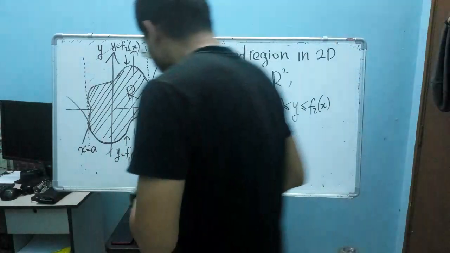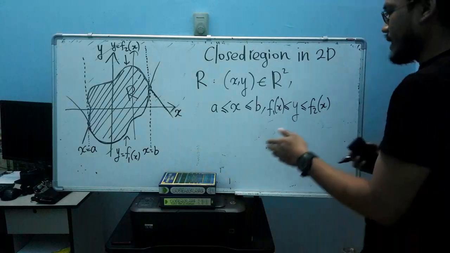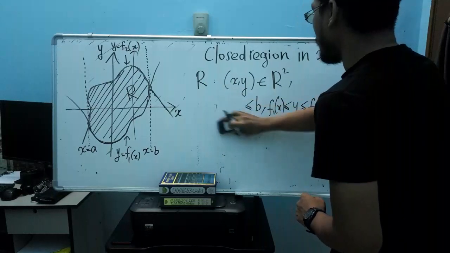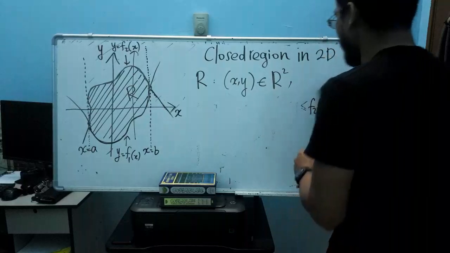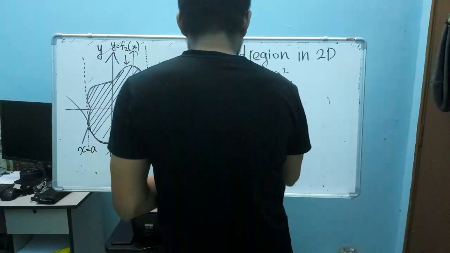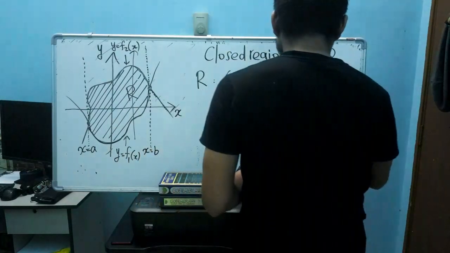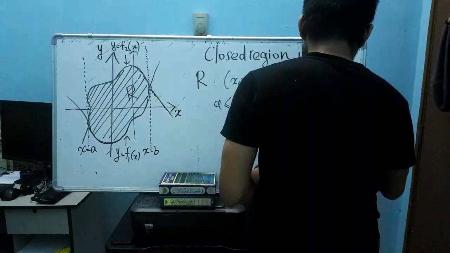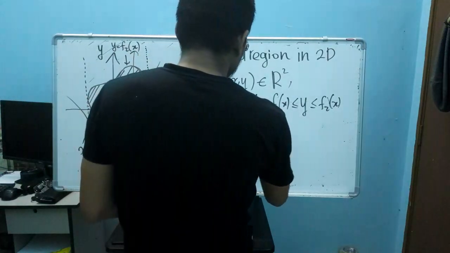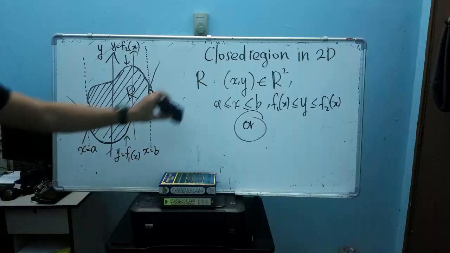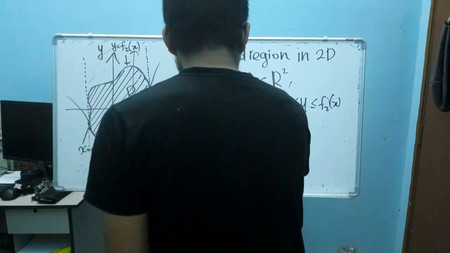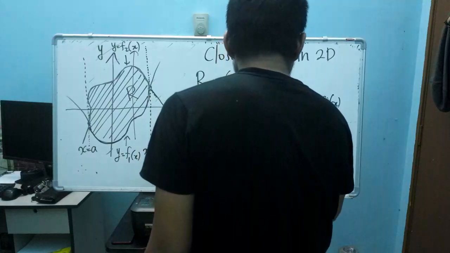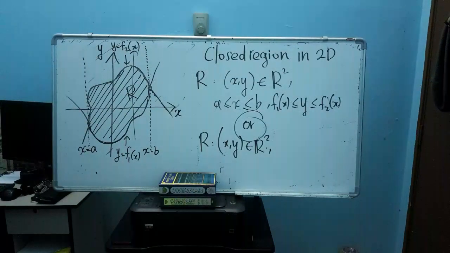Next, in another way, we can describe my R by looking at the value of my Y. Sorry, let this one be X equals A, B, and then my Y here is in between F1(X) and F2(X). This is how I can describe my closed region R. So what's the difference?